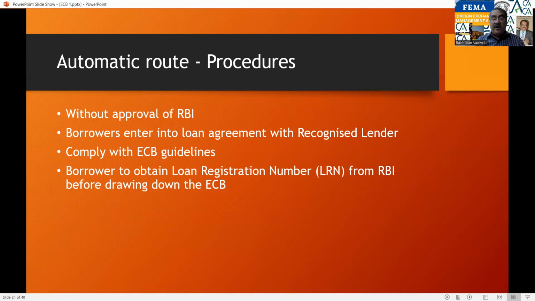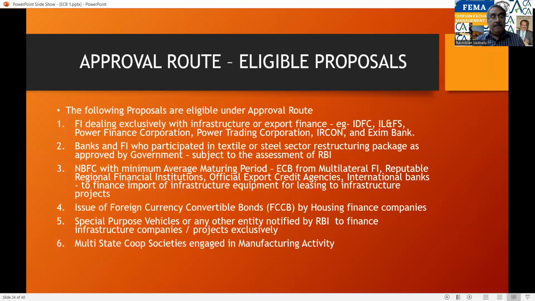And here, the borrower has to obtain a loan registration number from RBI. So it's the first indication, the foremost step, that if you want to get a loan from abroad, you have to get your LRN. LRN means loan registration number from the Reserve Bank of India, but this has to be obtained before you draw the money in ECB.